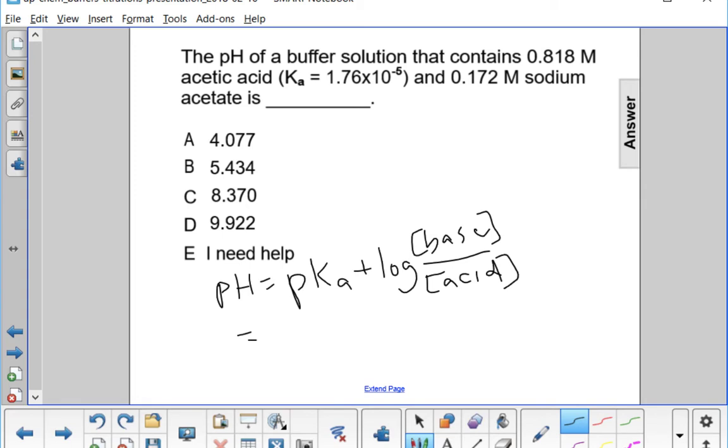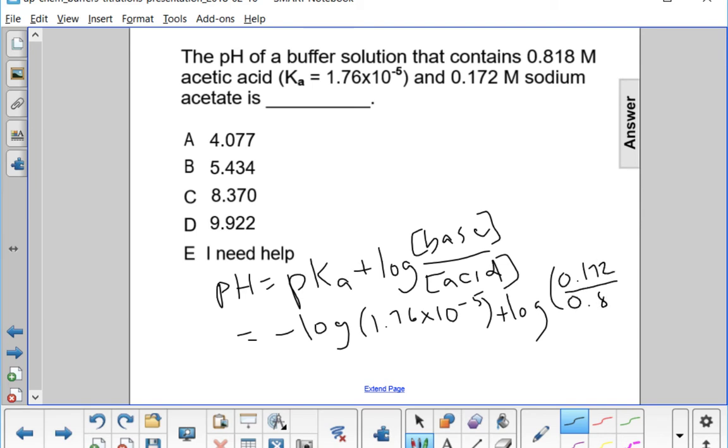So pKa is the negative log of the Ka. So negative log of 1.76 times 10 to the minus 5 plus the log of base over acid. So the base is the sodium acetate, 0.172, over the acid, 0.818. Okay. Put that into a calculator and you get 4.077, which is answer choice A.